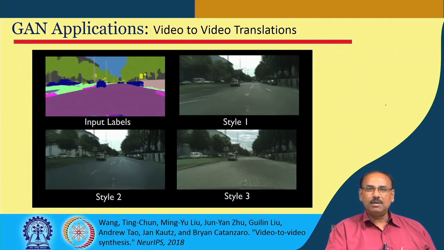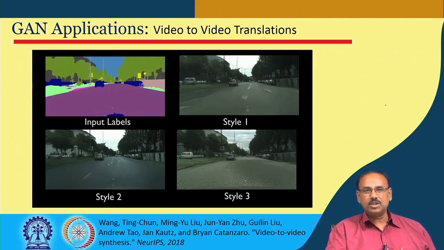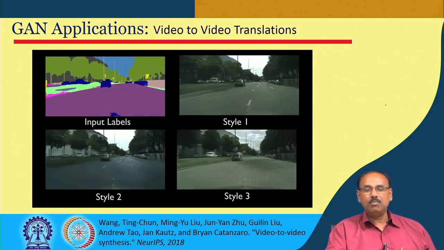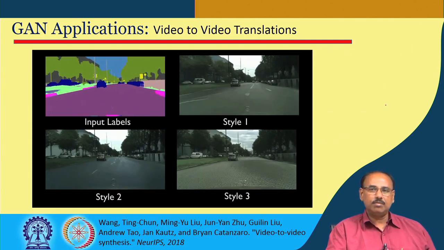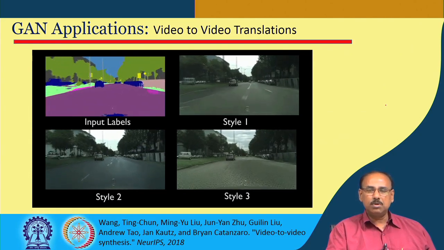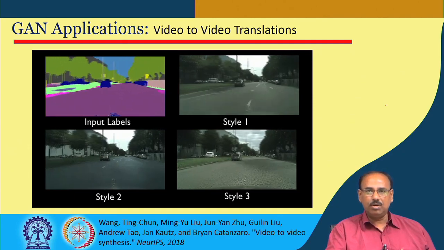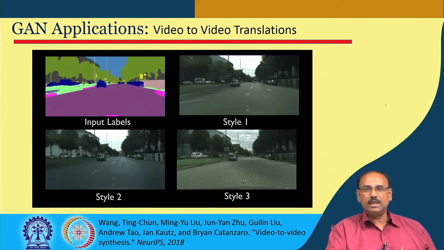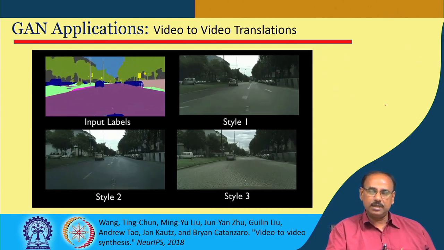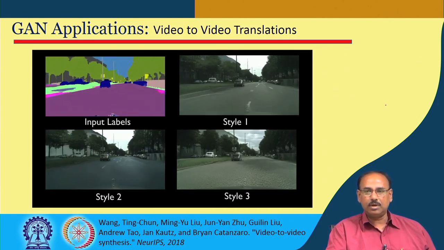This shows another one, that if we have a sequence of input frames which are basically semantic segmentation of different frames, then it is possible to generate a real looking video in different styles. Again, for that we have to train the generator network and the adversarial network in a proper way.